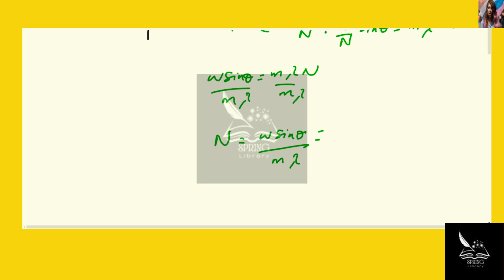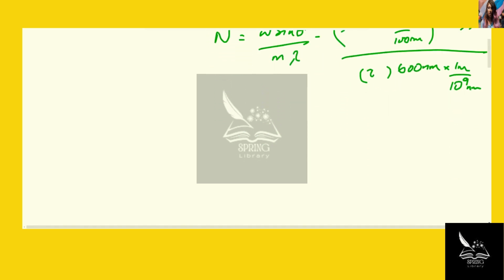W is 3 centimeters. We can change that to meters, 1 meter over 100 centimeters. And then this is sine of 33 degrees. M is order 2, and lambda is 600 nanometers. Change that to meters: 1 meter is 10 to the 9 nanometers. And so we go ahead and simplify that problem.